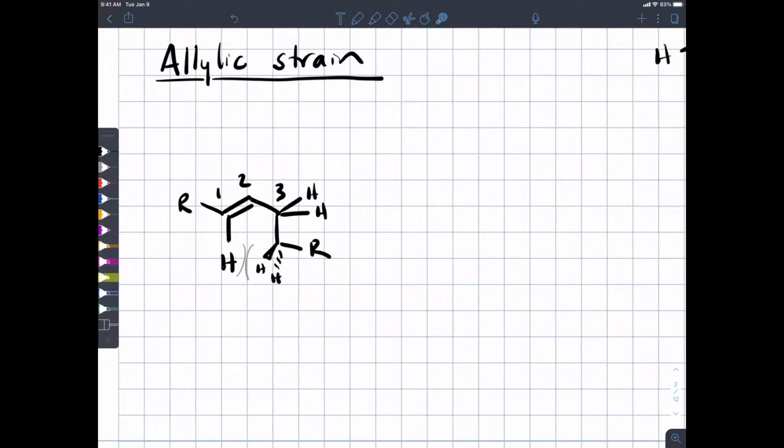And of course, I've drawn this in probably not the most stable conformation, because you could rotate around carbons 2 and 3 and bring this alkyl group over here. But the point is that if you have a double bond, there is a chance for steric clash between the substituents on carbon 3 and the proton that's on carbon 1. And this is called allylic strain. Sometimes it's called A13 strain. And this is something that is easy to forget about.